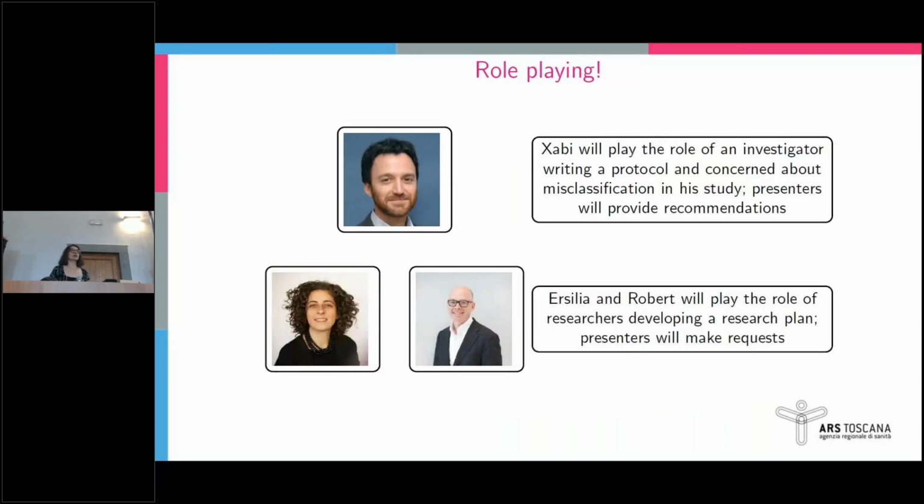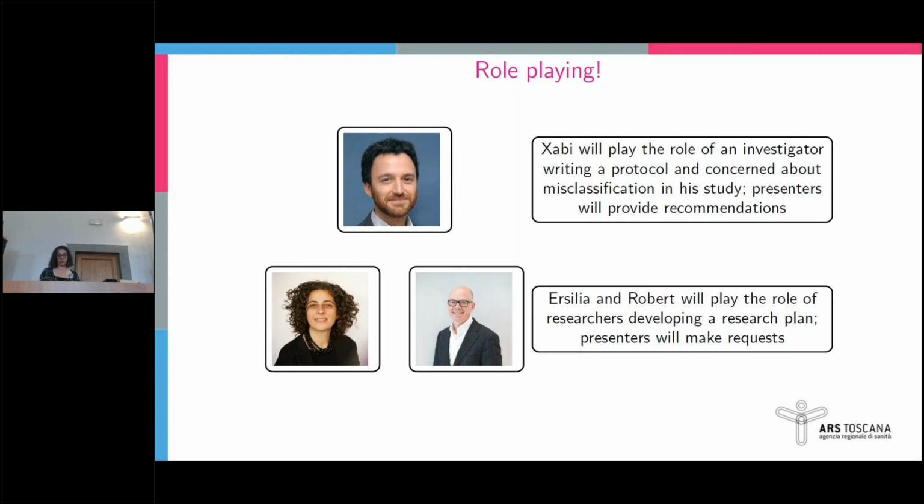And while we do that, during our workshop, we will do some role playing, because we are scientists, but also we like to have fun with science. And Shabi, Ercilia, and Robert accepted to play with us. So every speaker will speak with Shabi. Shabi will play the role of an investigator who's writing his protocol, and he's really concerned now about misclassification bias in his outcome, but he's not really an expert about how to address that. So he will take recommendations from all the speakers, and at the end, he will tell us what his plan is, how he plans to use those recommendations.